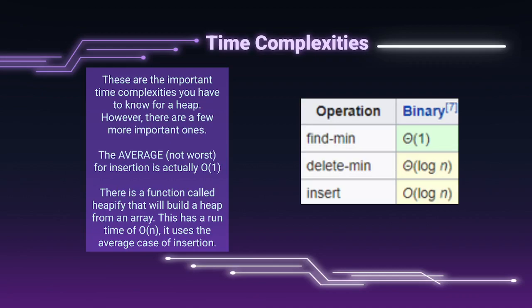Best case for deleting the minimum would be O of 1. The reason for that is imagine just a heap with one element. We don't have to actually do much. So finding the min is always O of 1. Insertion, worst case log n, best case and average case O of 1. Deleting min, best case O of 1, average and worst case log n. And finding min all across O of 1 because we're just looking at the root.